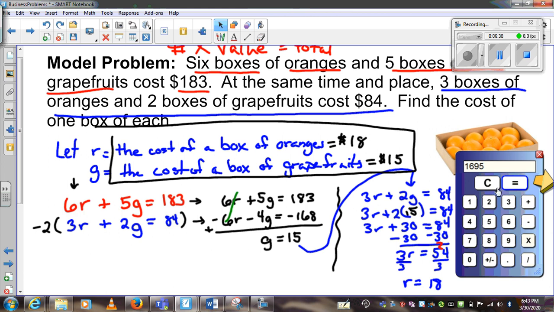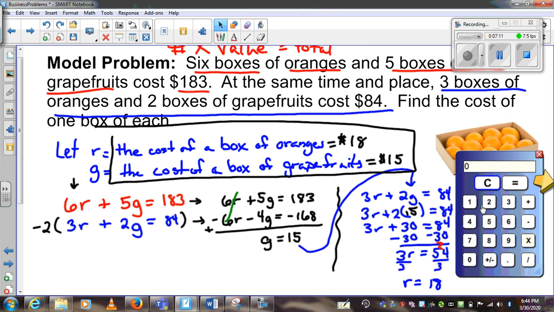I must have hit something wrong there, so let me try this again. 6 times 18, so that's going to give me 108, plus 5 times 15. So that would be plus 75, because I know what that is. And that does give me 183. That's good. I must have made a mistake when I typed something in.